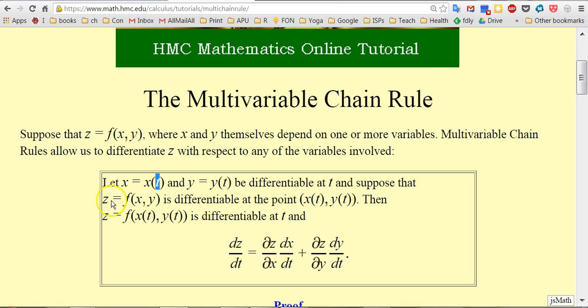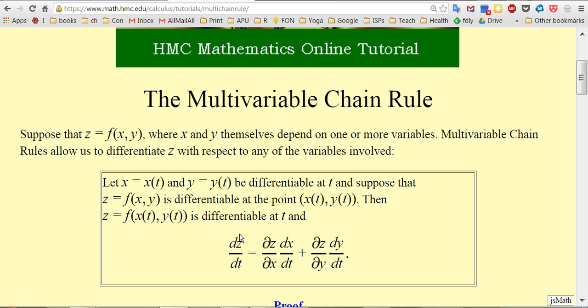So we see z is a function of x and y, but these x and y are actually functions of t. So we could ask, how does z change when we change t? Even though z is not directly a function of t, of course it is, because x and y are both functions of t. So it does make sense to ask about the change in z with respect to t.